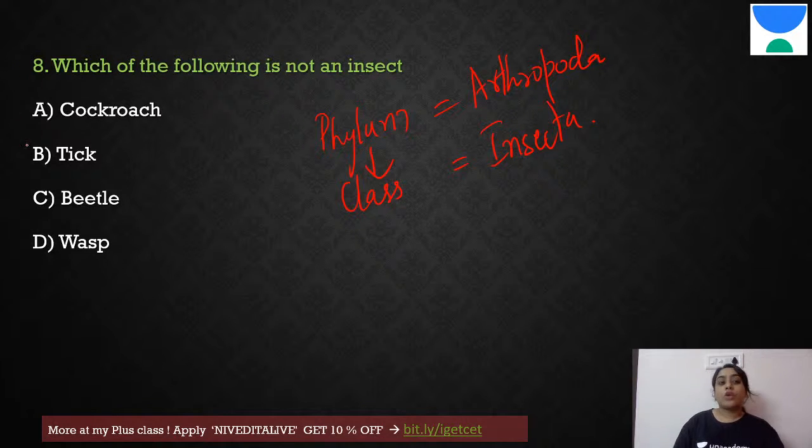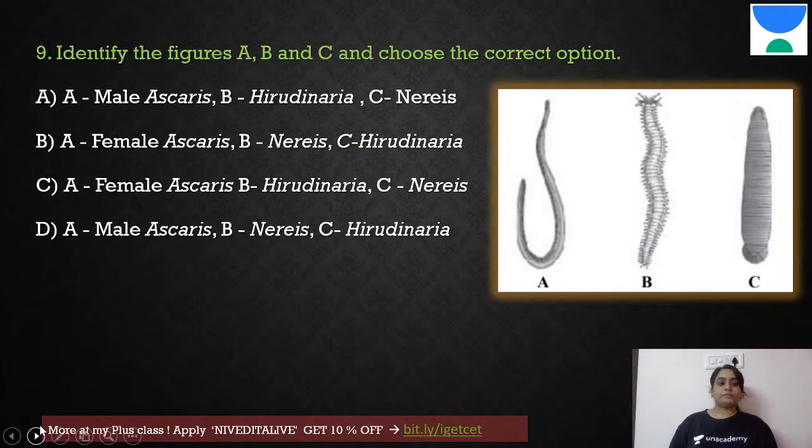Here cockroach is an insect, beetle is an insect, wasp is also an insect. Tick is not an insect. It comes under Arachnida. It comes with the spiders, lice. In that group it comes, where your scorpion, all that comes in the same group. Tick is usually a parasitic form. It takes a blood meal from animals.